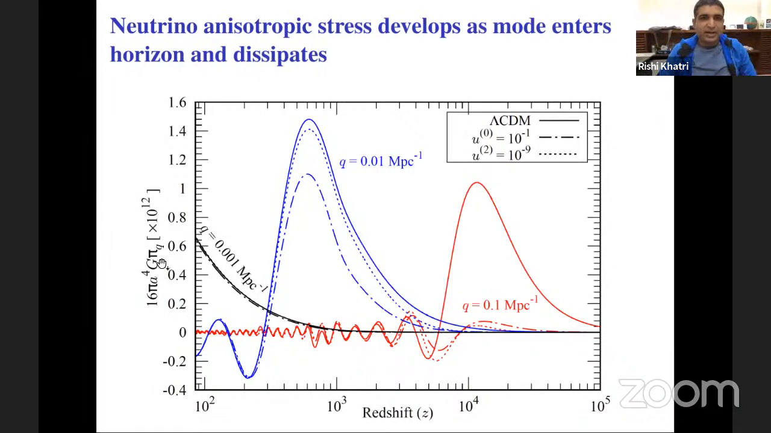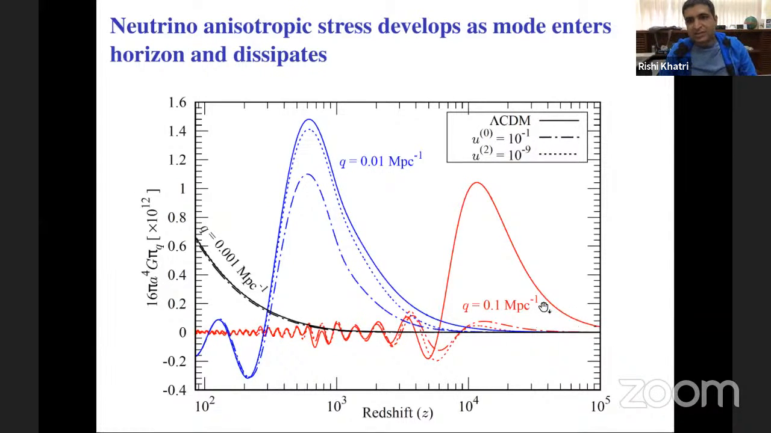So what I have plotted here is the evolution of the anisotropic stress from neutrinos for different scenarios. Solid lines are lambda CDM, where the neutrinos are free streaming. Let us look at this rightmost curve, the red curve, which is a very small scale mode. So the k mode is very large. This is the mode which is entering the horizon during radiation domination.